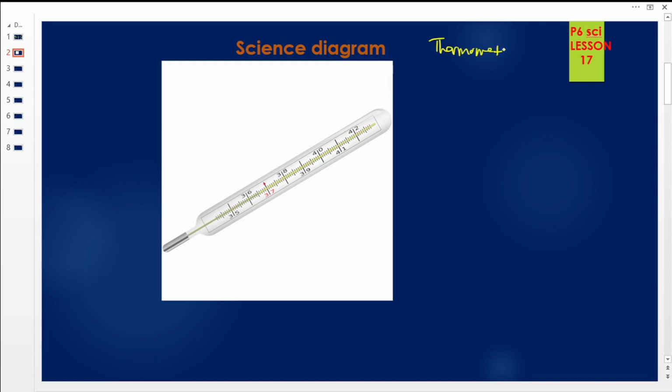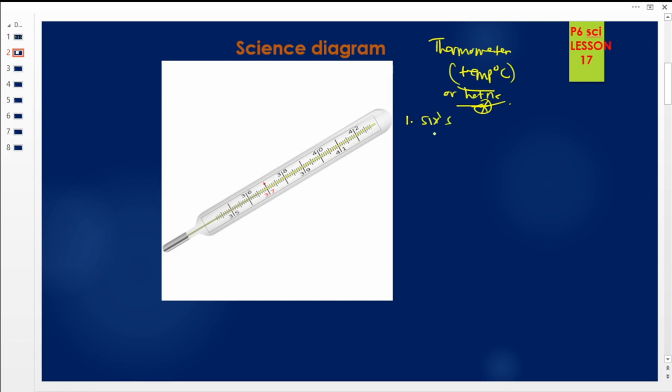Thermometers are instruments that we use to measure temperature. Then what is temperature? Temperature is the degree of hotness or coldness of any object. All the instruments we use to measure the temperature of a place or an object are called thermometers. And again, we have 4 types of thermometers.